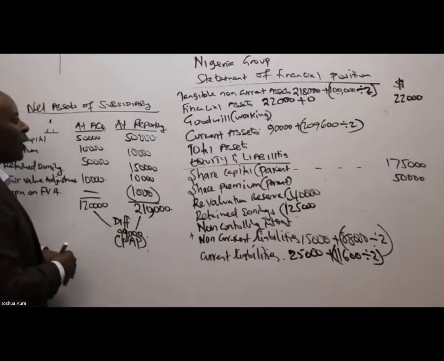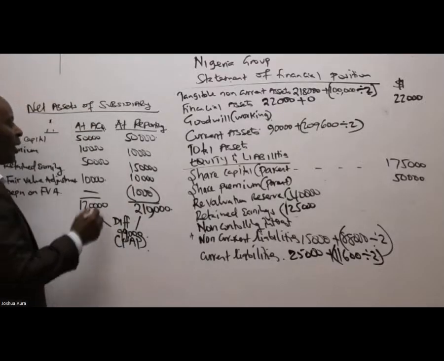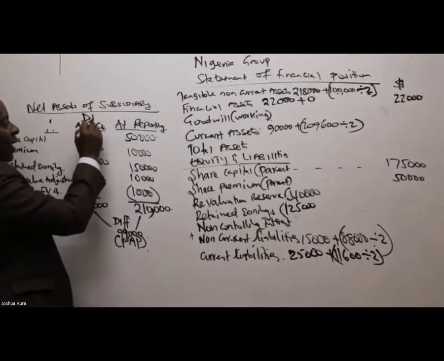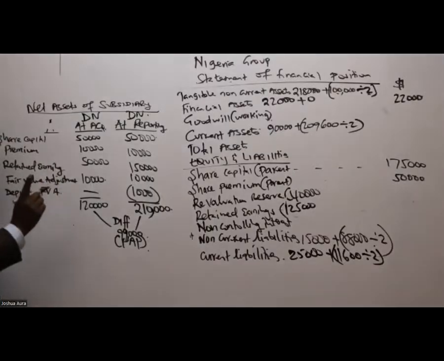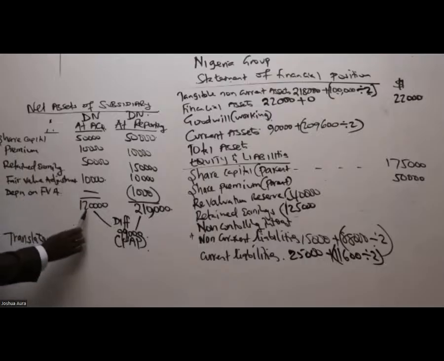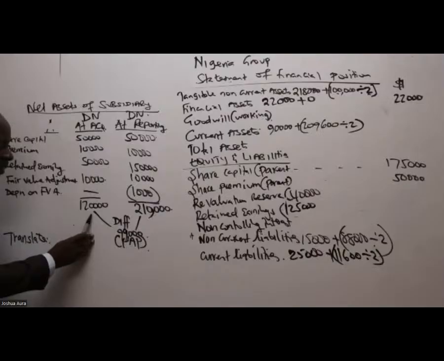Ladies and gentlemen, I would want you now to listen to me very well. Remember, the currency here is still the N. This is the currency of our subsidiary. But you see, we are supposed to translate these things. So please come here and translate them. Remember, these are net assets at acquisition. So at acquisition, please use the acquisition rate.